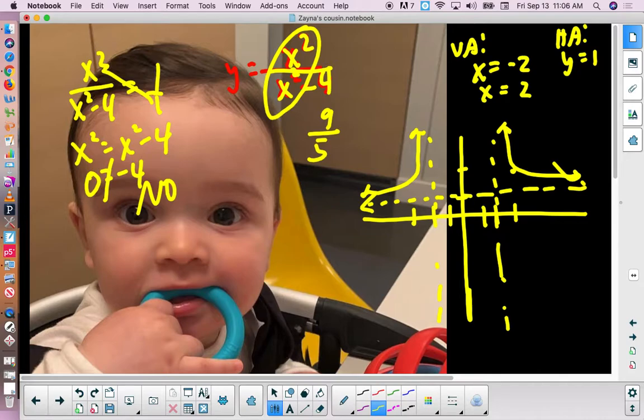If I fill in 1, I get negative 1/3. And if I fill in negative 1, I get the same thing because of the symmetry. If I fill in 0, I get 0. So this thing must have looked like this.